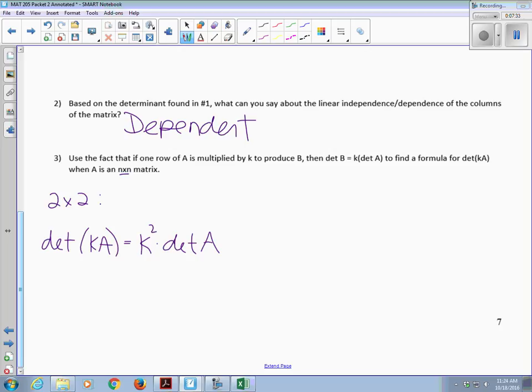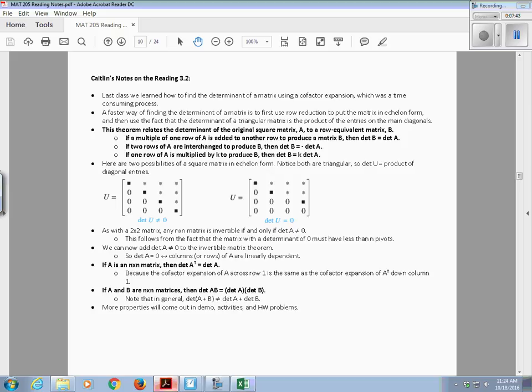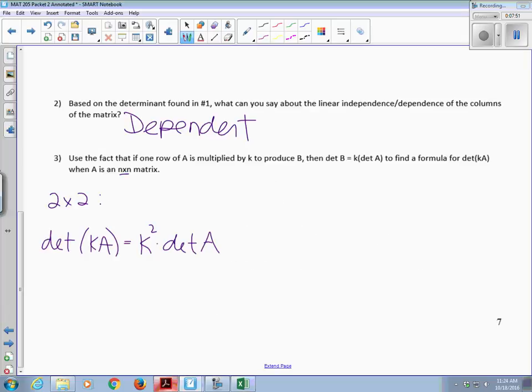Because now instead of multiplying 2 rows by k, according to our rule about determinants, when you multiply a row by k, the determinant changes by that same factor. So now I'm going to multiply n different rows by that factor k, so you're going to change the determinant by that factor n times. So for an n by n, the determinant of kA is k to the n times the determinant of A.